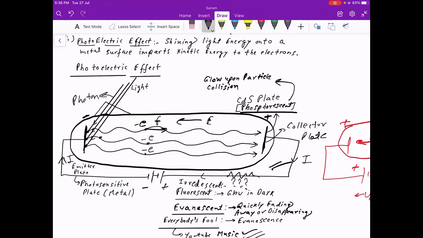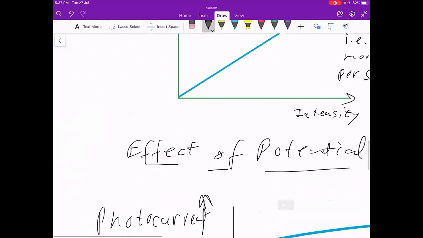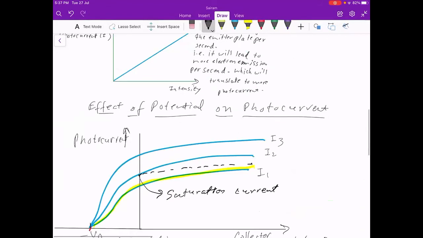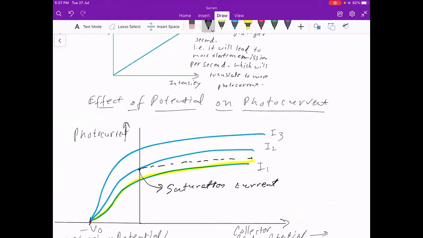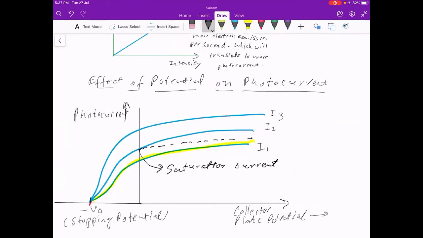Now, if there are no more electrons to harvest for current, that means you have reached a saturation of current value. After that, even if you increase the frequency or the potential, it's very rare that an electron will come out. So the thing with this curve is that there is a saturation current and there is a stopping potential. Those are the two main things that you need to learn about.